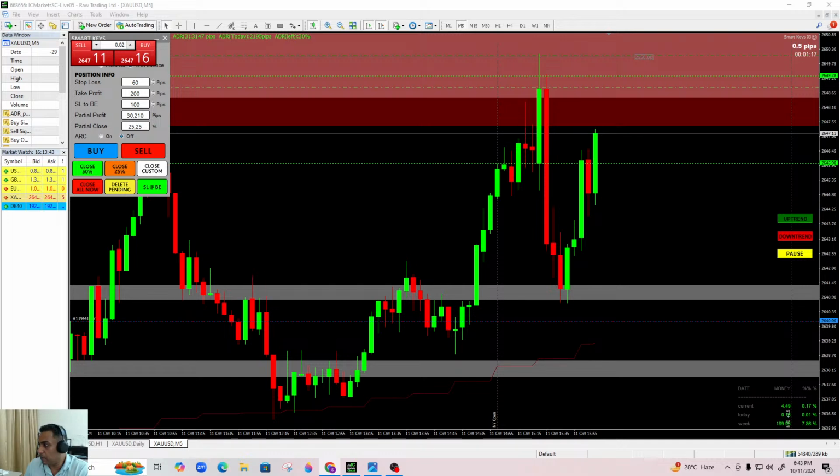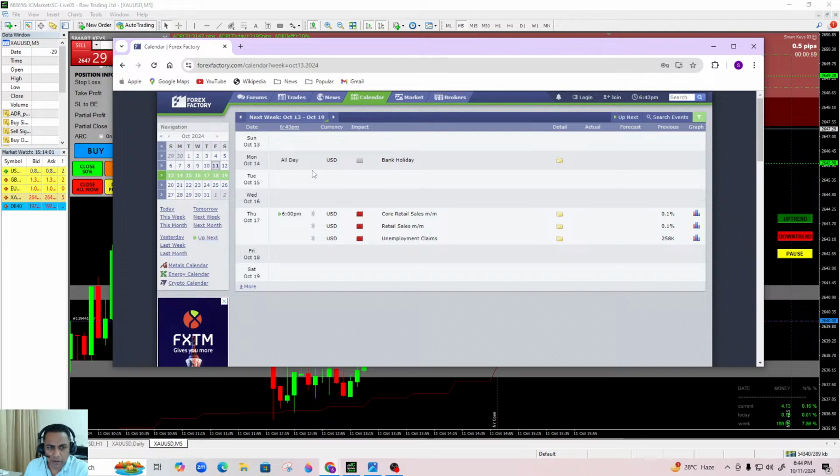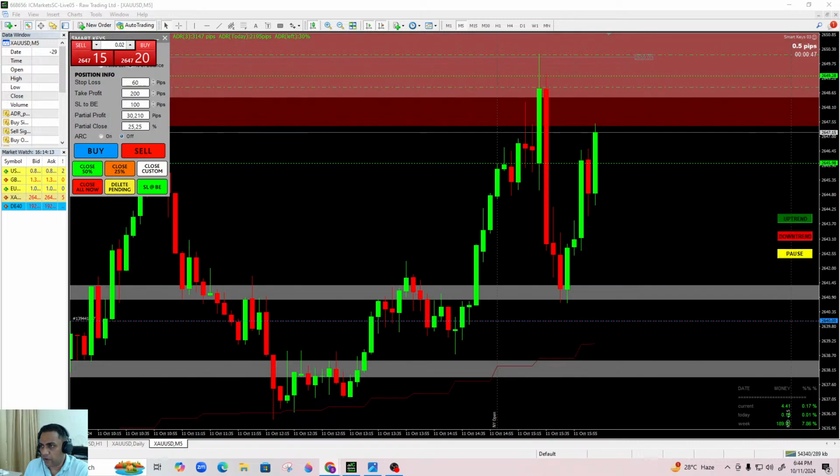Just look at next week. Yeah, so next week we've got nothing. It's the third week of the month, so there is absolutely nothing happening. Monday's a holiday. Tuesday, no news. Wednesday, no news. Thursday, there is retail sales. Might just have a bit of volume. Friday, nothing. So it's a very average week.